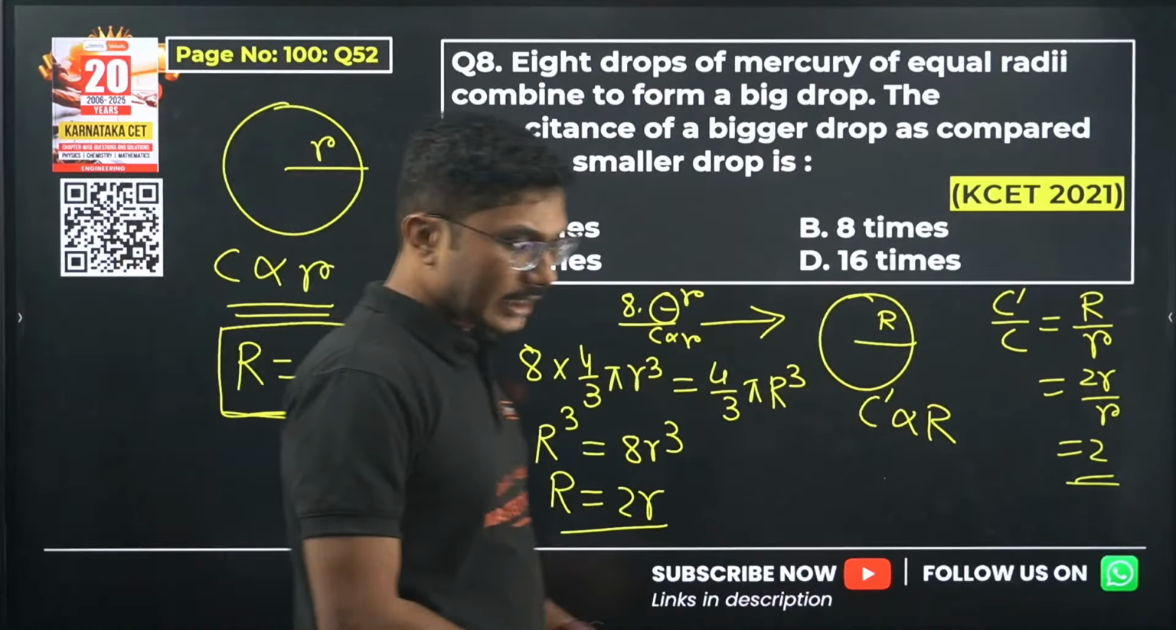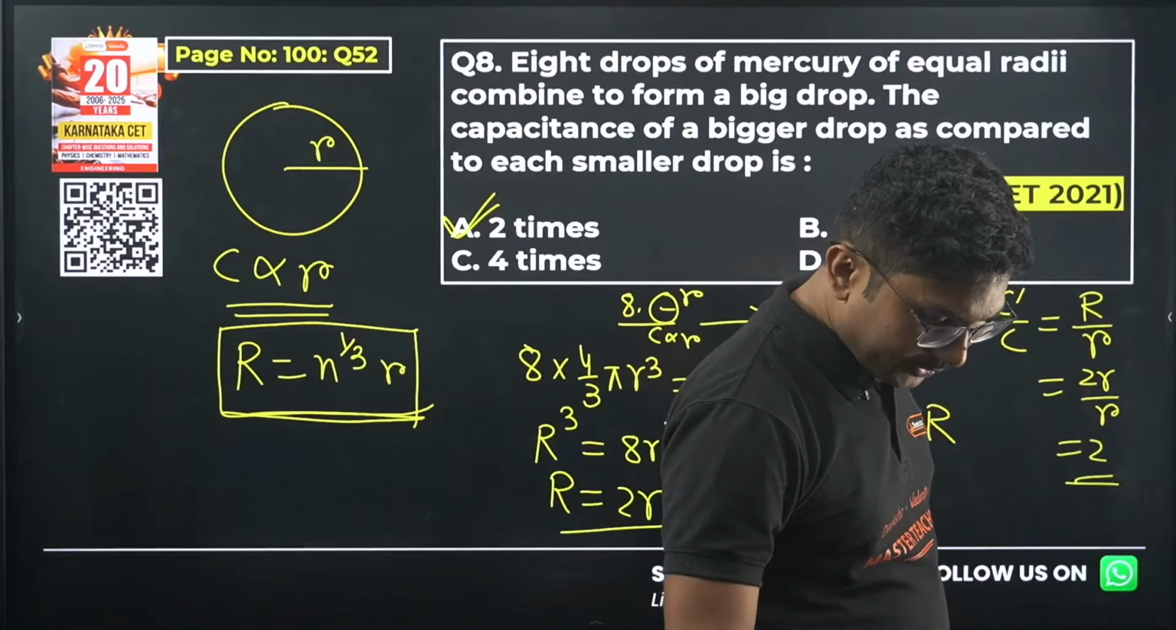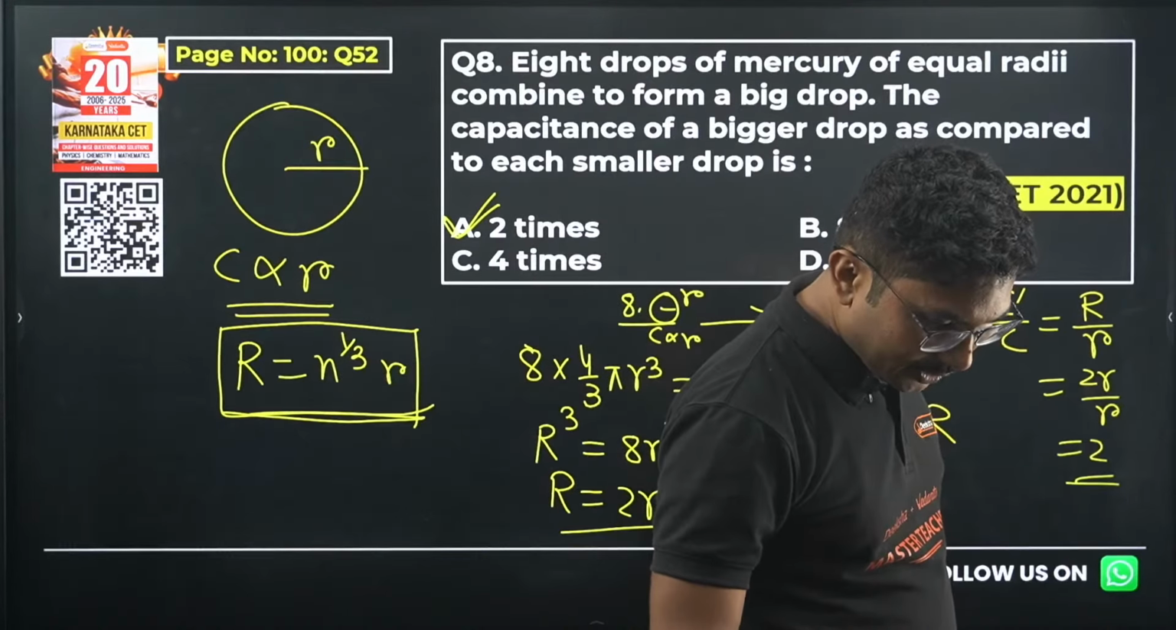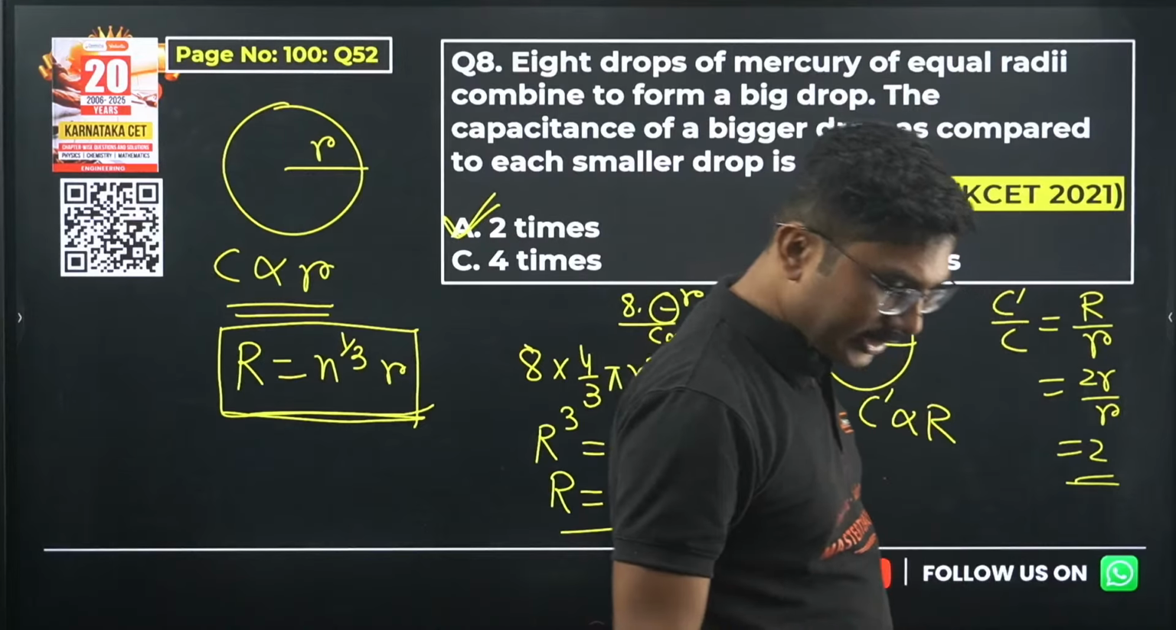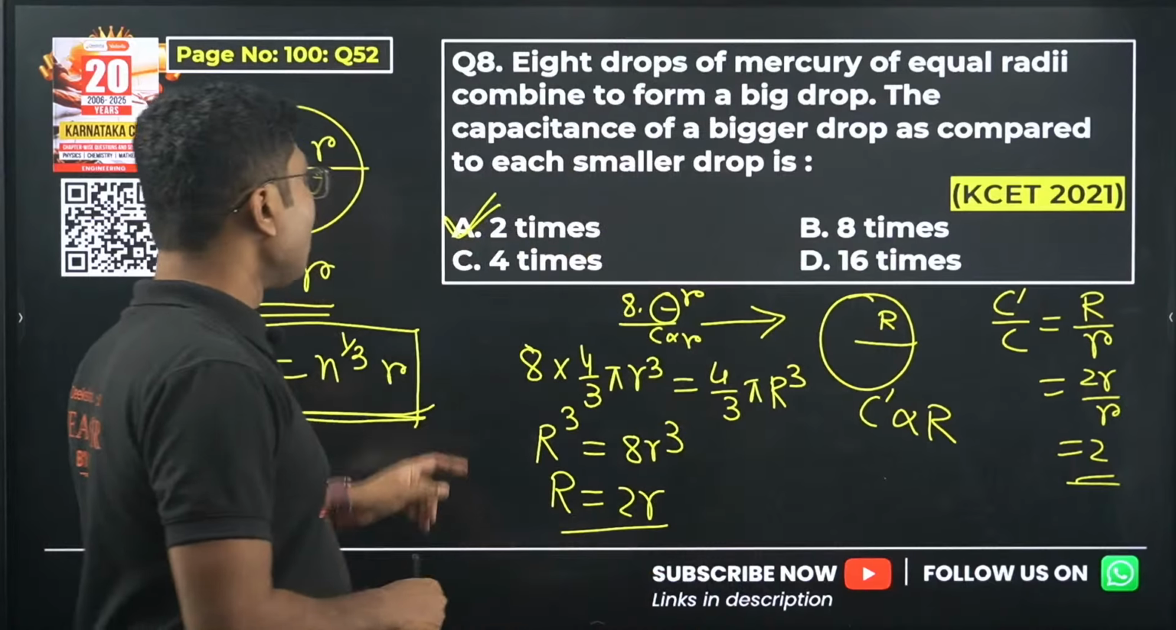So the correct answer is option A. Madhavi, I know, option B, I think you are answering the previous one. Manjunath, option A. Madhavi, option A. Yes, option A is correct for this question.